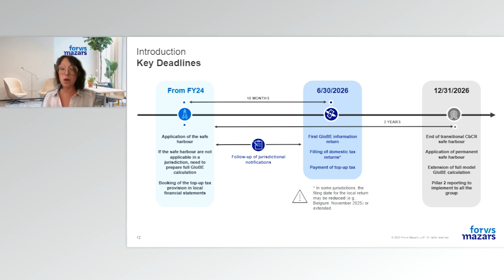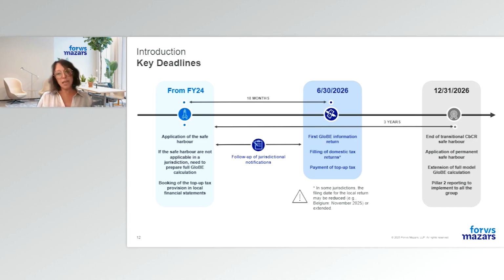And this depends on the implementation of Pillar 2. Elizabeth will provide further detail in the next session. And the same process will apply for fiscal year 25 and fiscal year 26. So 18 months later, groups must file first the first GloBE information return, even if all the jurisdictions of the group are safe harbored, and two, the local returns, the QDMTT returns, in each jurisdiction that does not benefit from the transitional safe harbor.